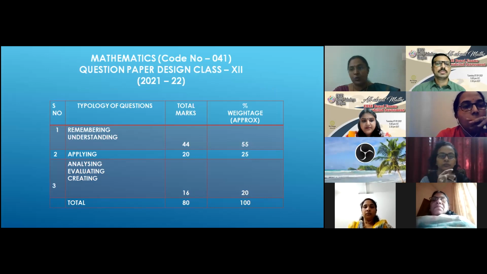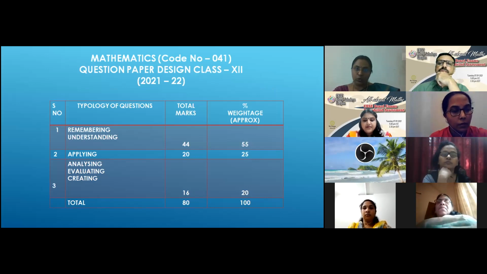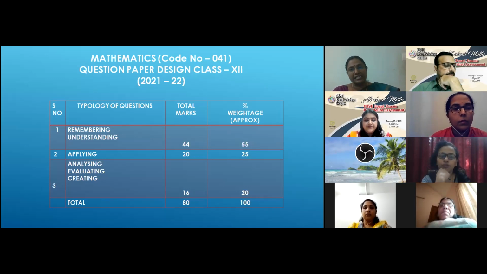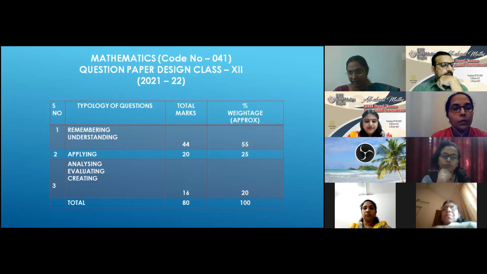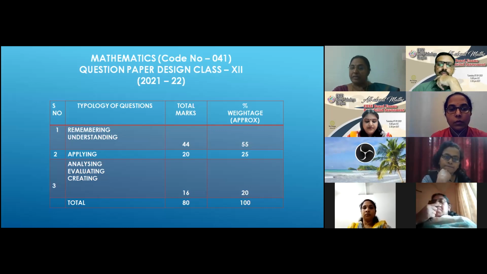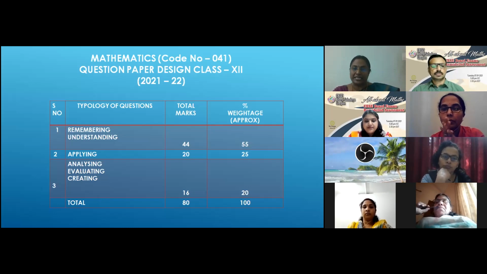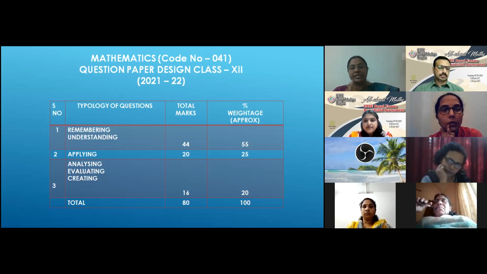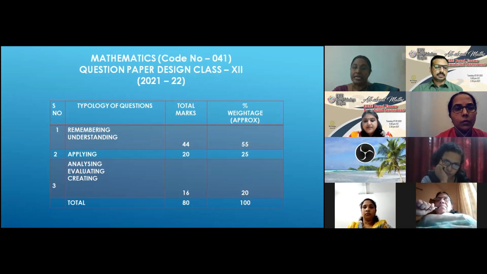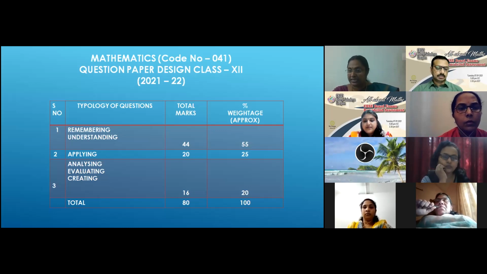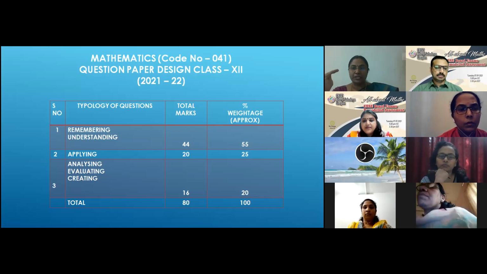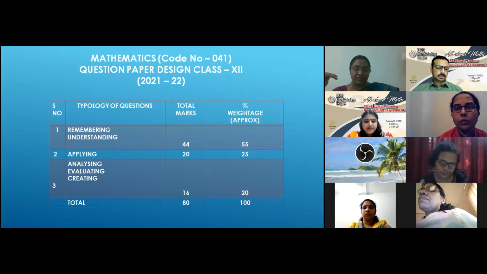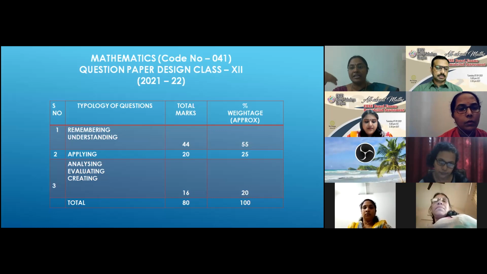Next one is for 12th standard. For 12th standard also, they have given the same thing, remembering and understanding together. Total marks 44, that is percentage weightage 55. Applying, it will be 20 marks and 25%. And analyzing, the third level, it is 16 marks. That means the percentage weightage is 20. The second column is important here for us. That is 55% for the first level, then second level 25, and third level 20.